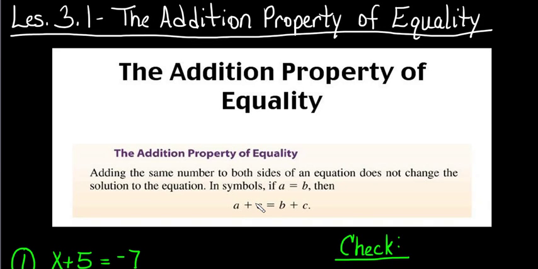Congratulations on finishing Chapter 2. Today we're going to start on Chapter 3, where we'll be learning some things that will help us solve equations.